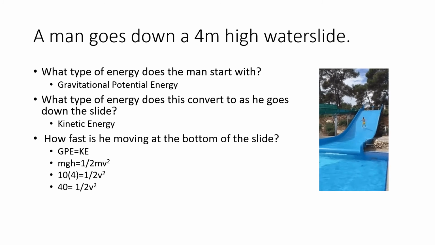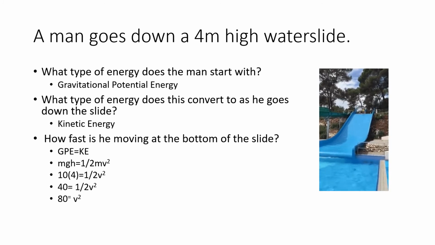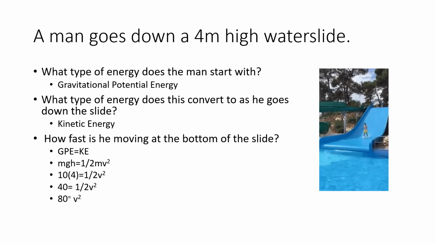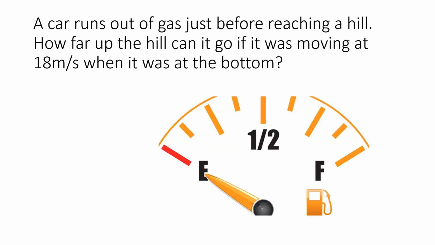Do a little math. 10 times 4 is 40. Multiply both sides by 2 and we get 80 equals v squared. Get the square root of both sides and we get 8.9 meters per second.